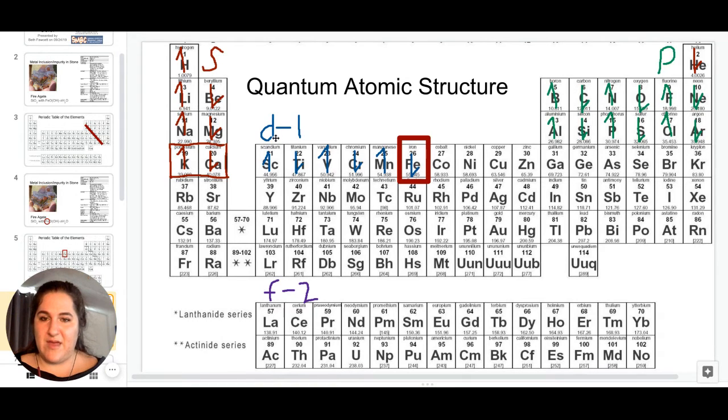And here with D, I'm actually at D minus 1. So what that means is this row actually is at level 3. And this S block, which is level 4, is going to come first. So whenever iron interacts with the world, the first thing that happens is these two electrons on this s orbital are exposed for interaction.